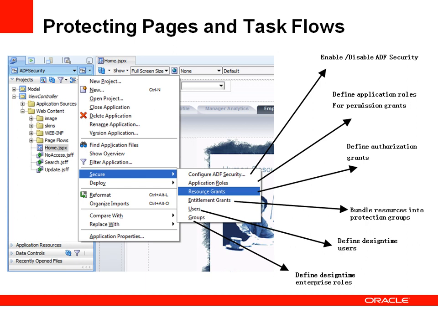When you enable ADF security, then you have the following options. You can enable and disable ADF security, you can define application roles, which are the holders of the grants. You can define authorization for specific resources. You can bundle resources into protection groups, and you can define design time users just for testing.